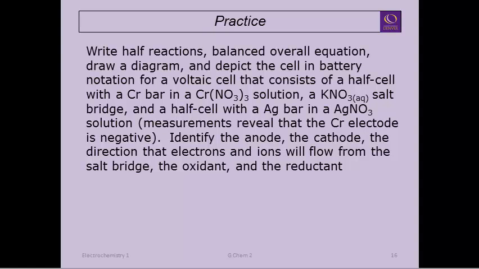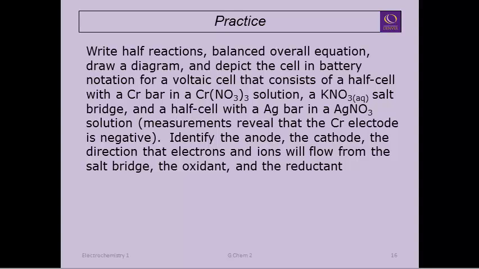Alright, so with that in mind, I'm going to give you a chance to practice on this. I want you to write half reactions, do a balanced overall equation, draw a diagram, and depict the cell in battery notation for a voltaic cell that has a half cell or half reaction where chromium 0 turns into chromium 3+. And on the other side, there's a silver bar that turns into silver plus. And in between is a salt bridge with potassium nitrate as the salt in there.